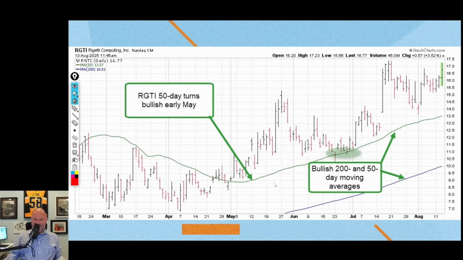The reverse is true as well. When the 50-day moving average is trending lower, 2 to 3 chance that the stock is going to close lower. Let's get back to the quantum computing here, though.